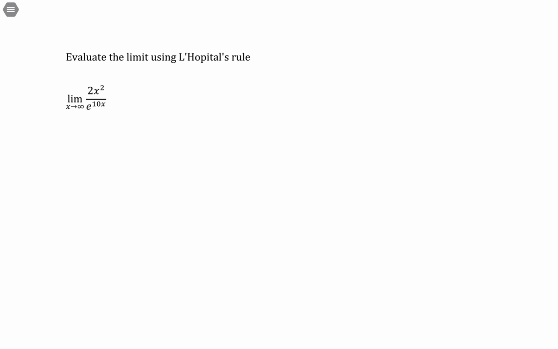The most common places that you'll see it are when you have a limit that evaluates to either 0 over 0 or infinity over infinity. So let's see what kind we might have here.